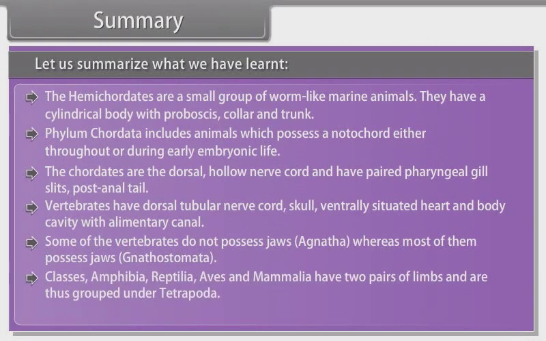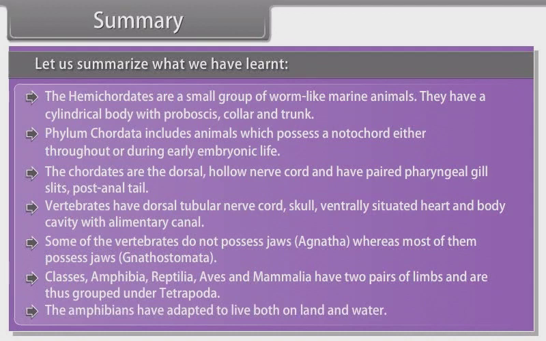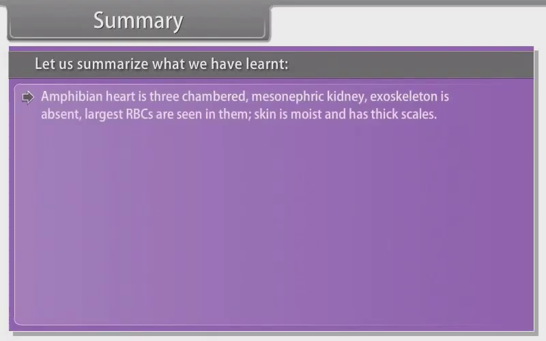Classes Amphibia, Reptilia, Aves and Mammalia have two pairs of limbs and are thus grouped under Tetrapoda. The amphibians have adapted to live both on land and water. Amphibians' heart is three-chambered. Mesonephric kidney. Exoskeleton is absent. Largest RBCs are seen in them. Skin is moist and has no scales.